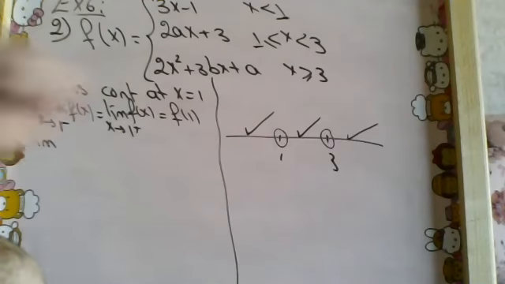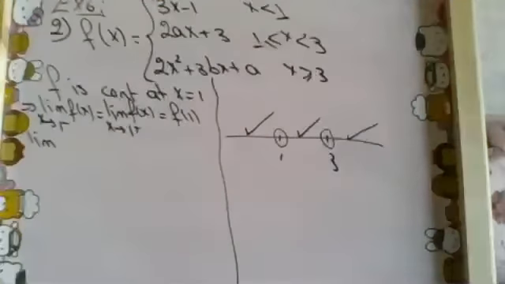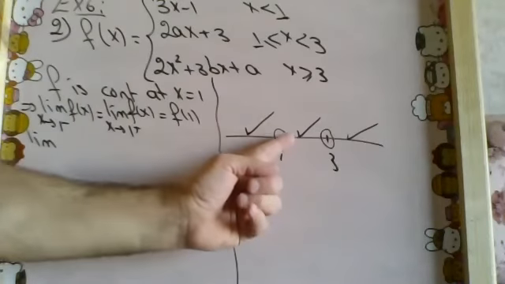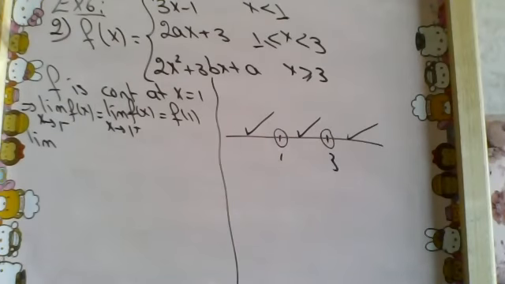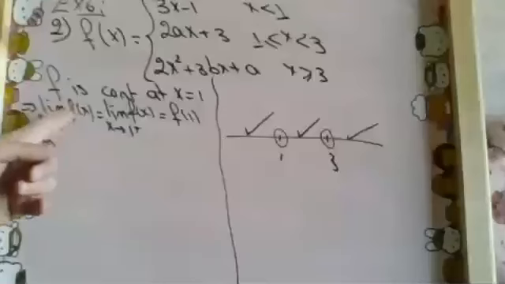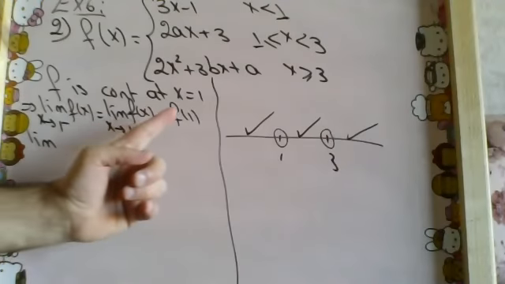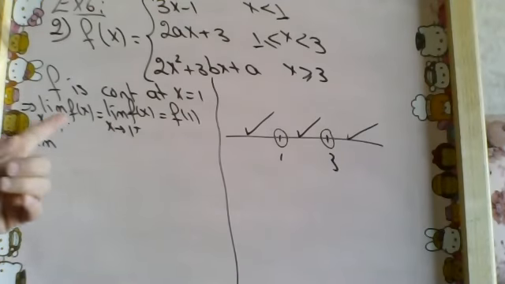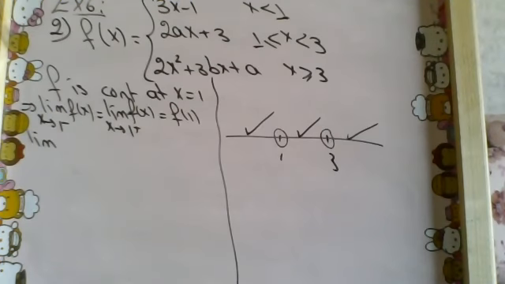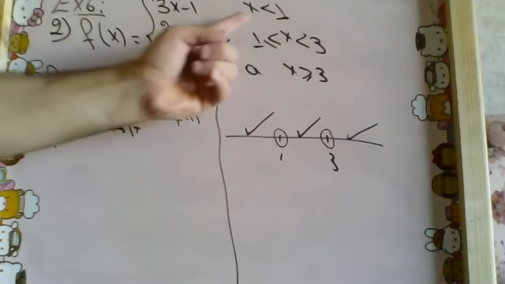F is continuous at 1. It means the limit from the left and the limit from the right are equal, and are equal to f of 1. These three values are equal: the limit as x approaches 1 minus, the limit as x approaches 1 plus, and f of 1. Limit as x approaches 1 minus.